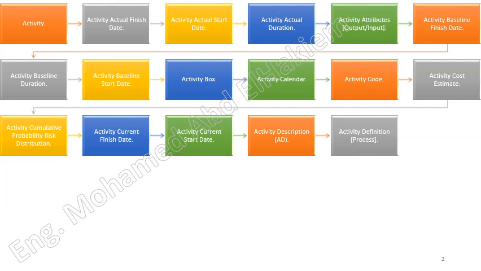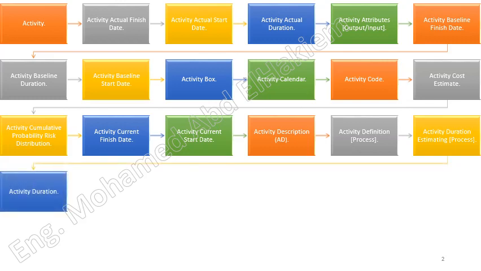Activity duration estimating, process. The process of estimating the number of work periods that will be needed to complete individual schedule activities. Activity duration. The total number of work periods, in calendar units, between the activity early start date and the activity early finish date of a schedule activity. See also duration, DU or DUR.